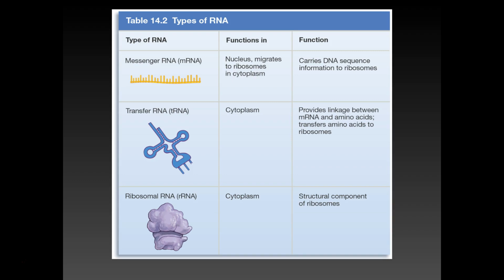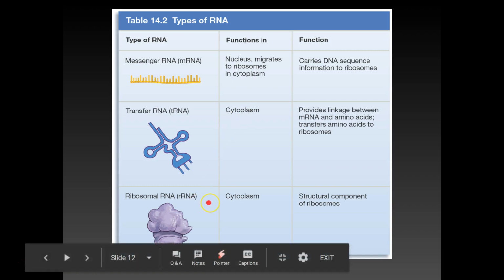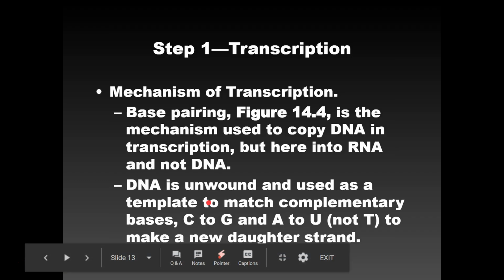It's the spot where you're actually going to be building your polypeptide. So again, mRNA is in the nucleus, and then it leaves to the cytoplasm, which is just the inside of the cell. The tRNA is also in the cytoplasm, so that's not in the nucleus, it's just inside the cell, and then rRNA is in the cytoplasm, just inside the cell.